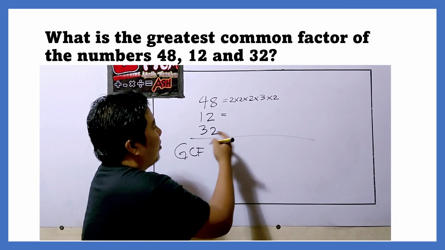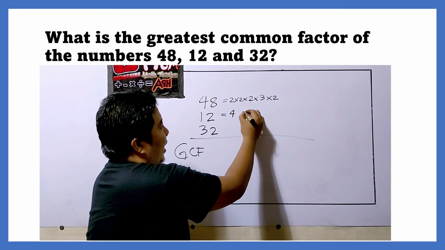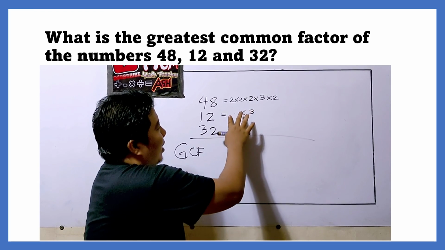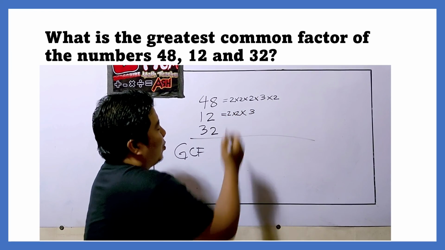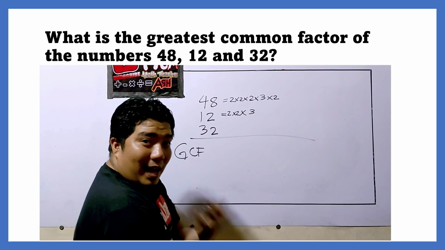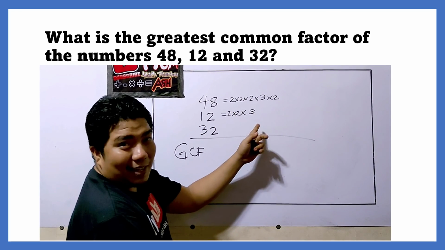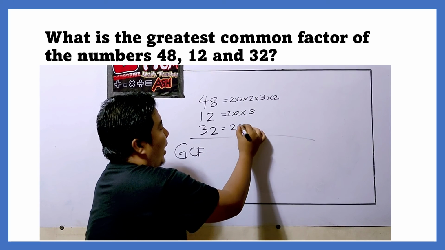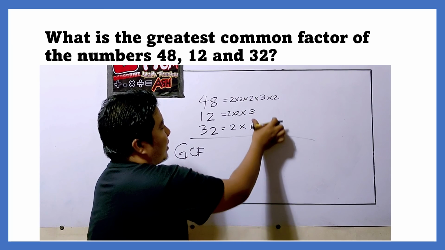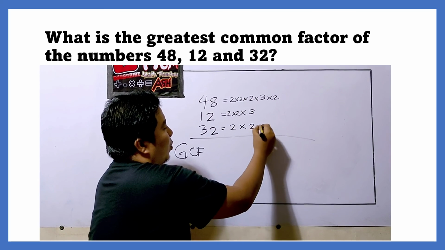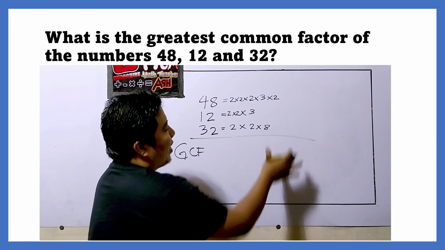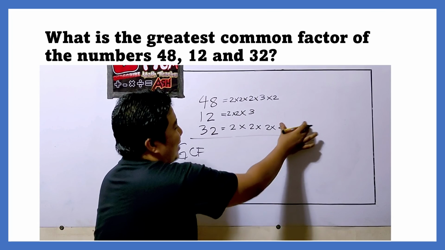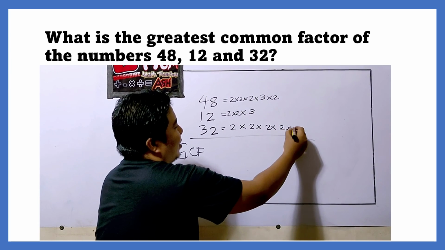Okay. Now, how about 12? That is 4 and 3. However, 4 can still be broken down into 2 and 2. So, 12 has the factors 2 times 2 times 3. Okay. Now, how about 32? We have 2 and 16. However, 16 can be broken down into 2 and 8. However, 8 can still be broken down into 2 and 4. And 4 can still be broken down into 2 and 2.